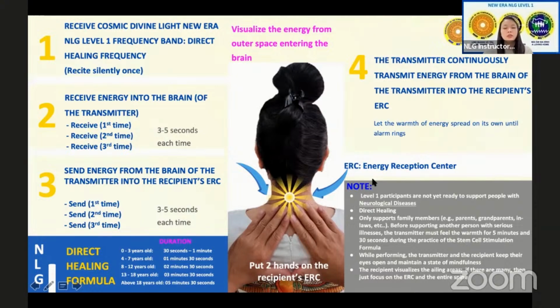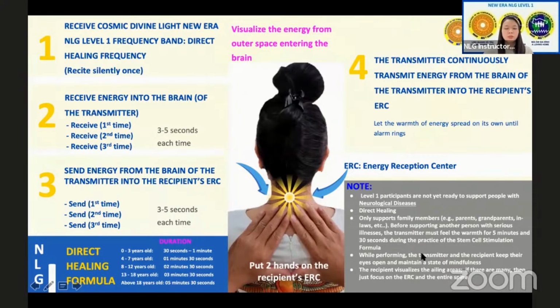And please only support your family members, your parents, your grandparents, your in-laws, etc. Because you're in level 1. Okay, as you continue with higher class levels, of course, we can extend that. But we'll talk about that when we get to level 2.